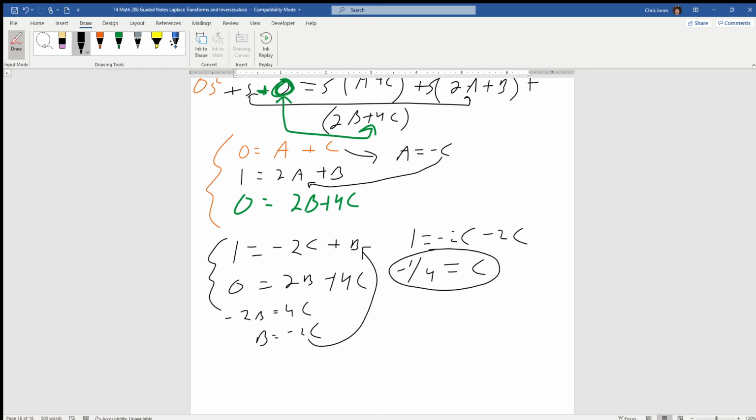Now let's hold on to that because it makes things really easy. Remember A is equal to negative C, which means that A is 1/4, and then mercifully we can find out what B is.